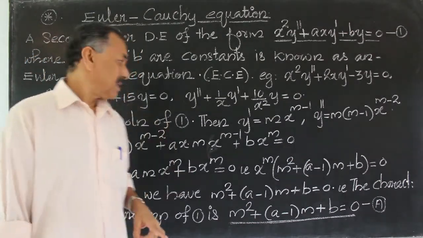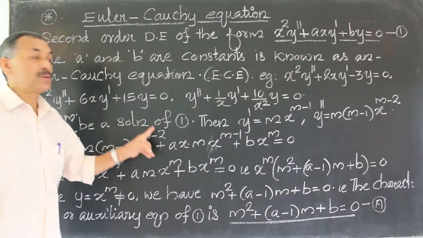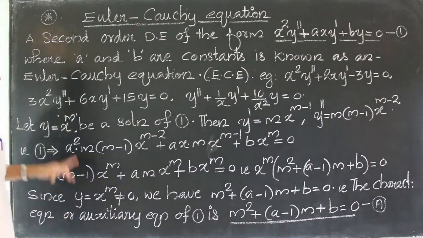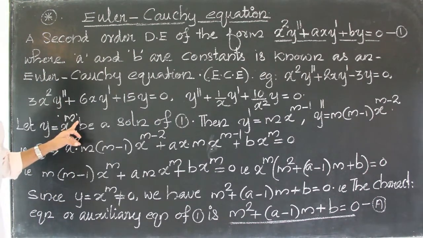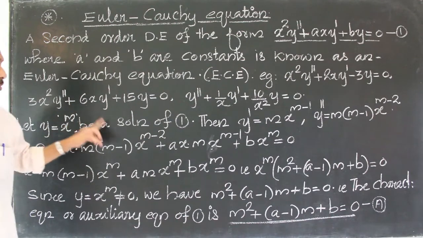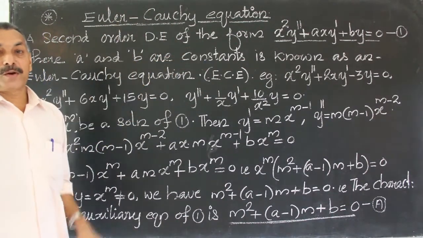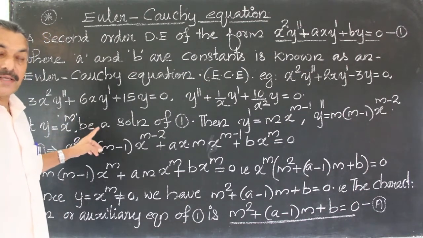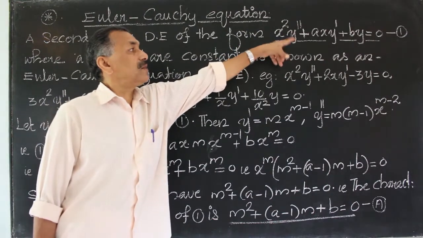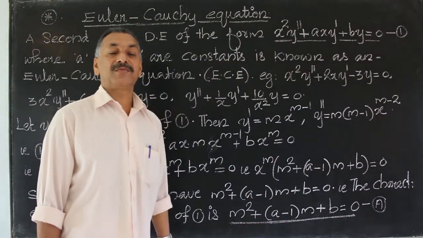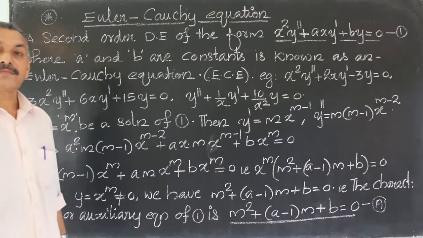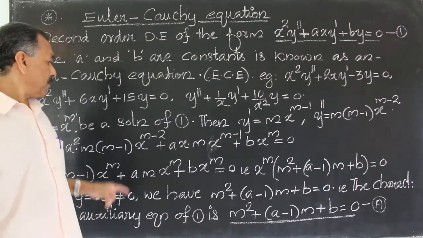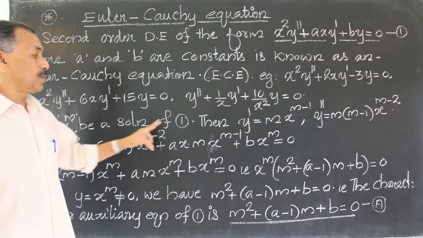Here we assume that y is equal to x raised to m is a solution of the given Cauchy equation 1. That means y of x is a solution of the Cauchy equation. If y is equal to x raised to m is a solution, then y'' and y' and the value of y must satisfy the equation.